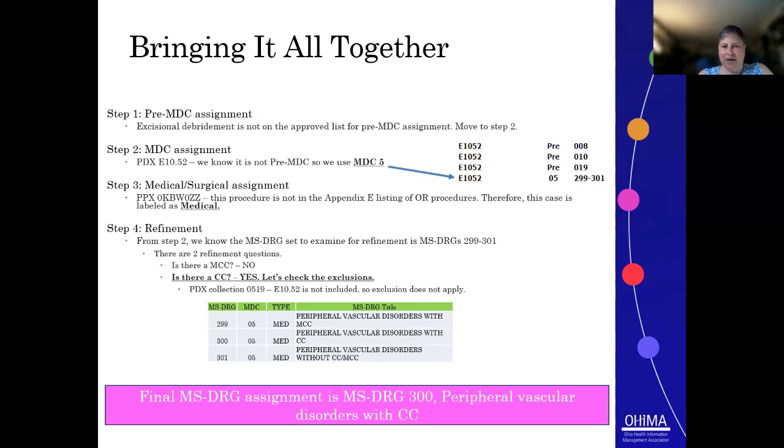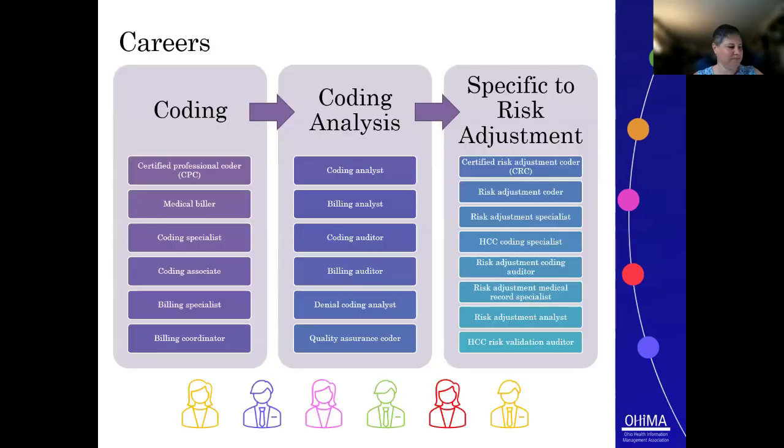So we have here our 3 choices, and we have a CC. So we are going to have the final MS-DRG assignment is MS-DRG 300, peripheral vascular disorders with CC. So that's how we bring all the steps together to get our final assignment.